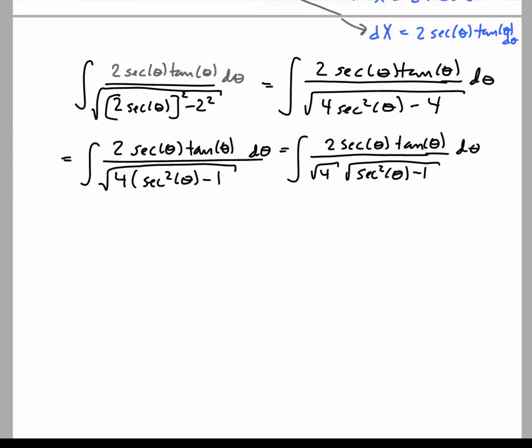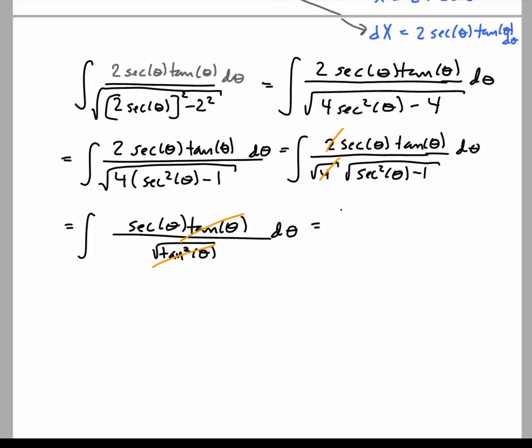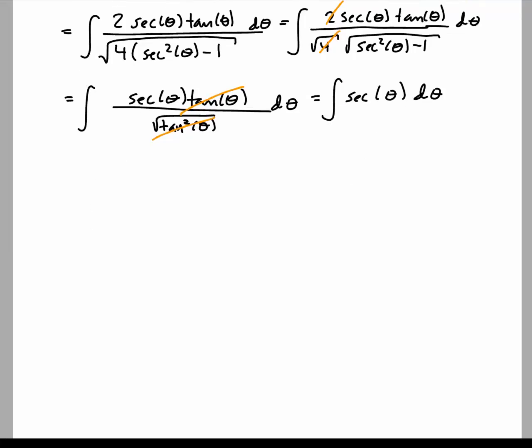Okay, so the square root of 4 is 2. So these 2's cancel. And then secant squared minus 1, that's a Pythagorean identity, is equal to tangent squared. So the denominator is the square root of tangent squared. And of course, the square root of tangent squared is tangent, so the tangents cancel here. And I'm just left with the integral of secant theta. And I think this is one of the ones we talked about up above by looking at the multiplicative identity. So we've already talked about this one a bit up above.